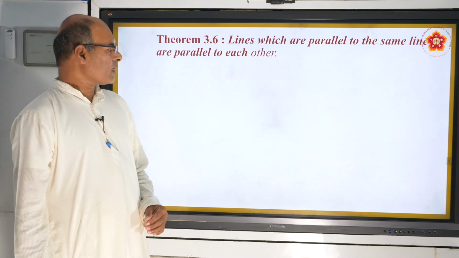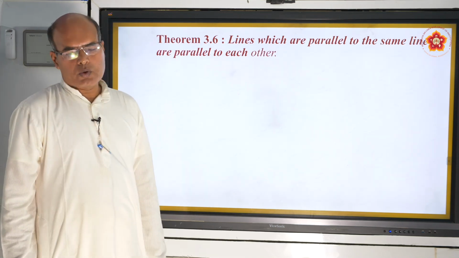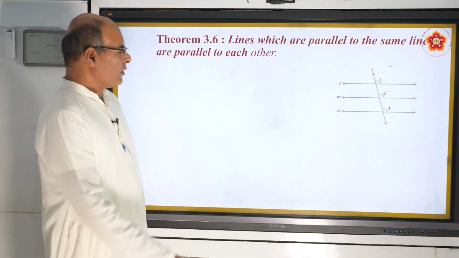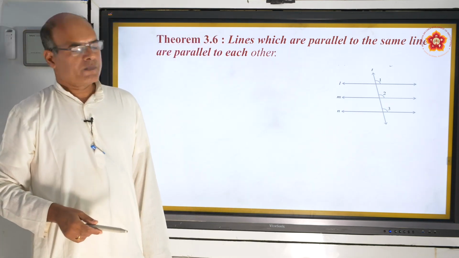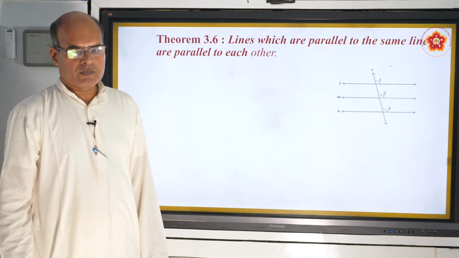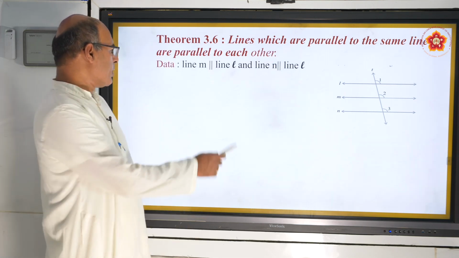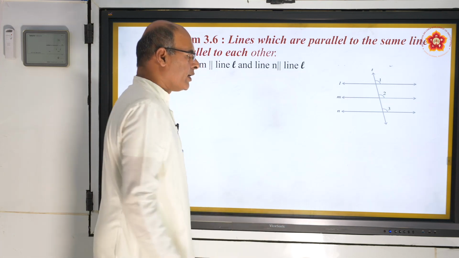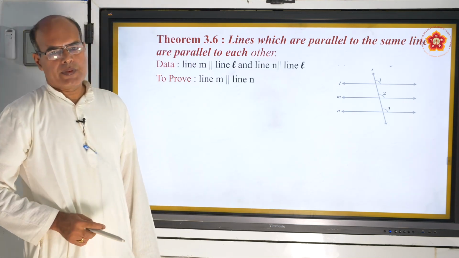So we have one more theorem on parallel lines. Lines which are parallel to the same line are parallel to each other. Look at here. If line M is parallel to line L and line N is also parallel to line L, then lines M and N are parallel to each other. So assume that line M is parallel to line L and line N is also parallel to line L. We have to prove that lines M and N are parallel to each other.